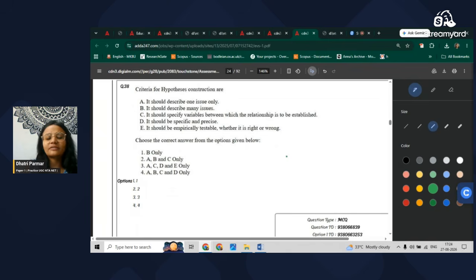Moving to the next, criteria for hypothesis construction is that this should describe one issue only, it should describe many issues, it specifies variables between which the relationship is established, it should be specific and precise, it should be empirically testable whether it is right or wrong. So A, C, D, E, and that is 3 is the answer.